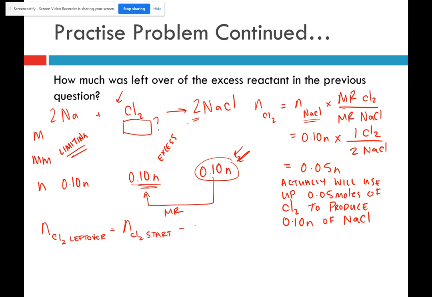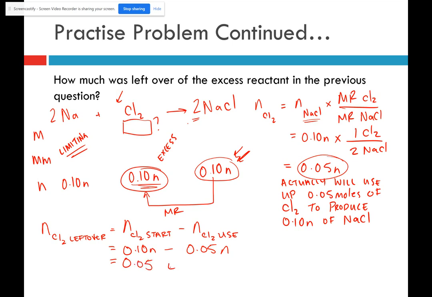And how much did I actually use? Well, I started with 0.10 moles. That was given to me right here. I only used 0.05 moles. That's what I calculated here. So I'm going to have an extra 0.05 moles. This is not used up. Okay?